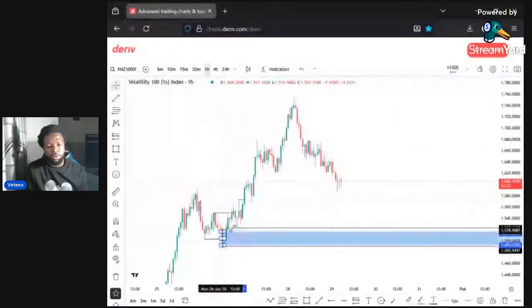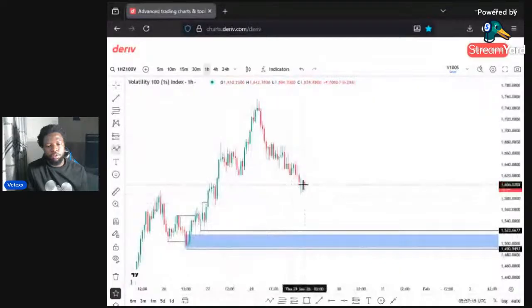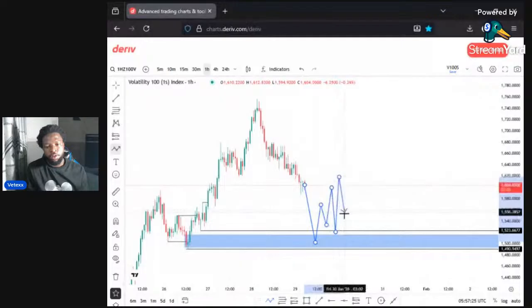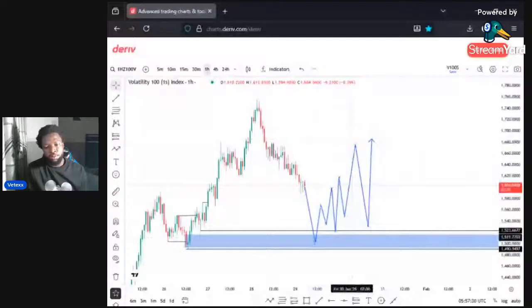Point of interest. Now, we are anticipating price to come into this zone in the 1-hour time frame and give us a continuation on the 15 minutes time frame like this. Then we can start buying to the opposite direction. Okay, so this is what you're anticipating on V100S.